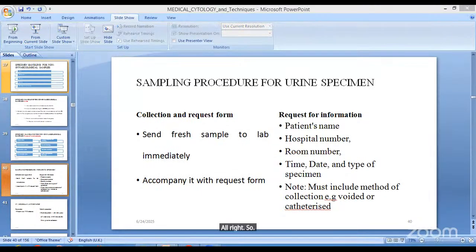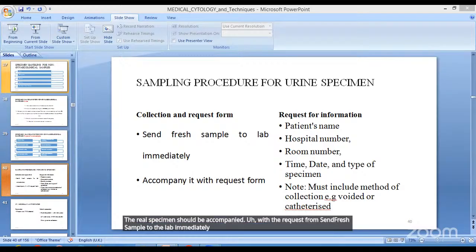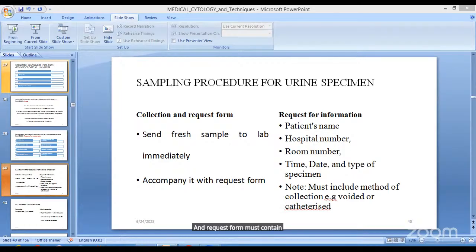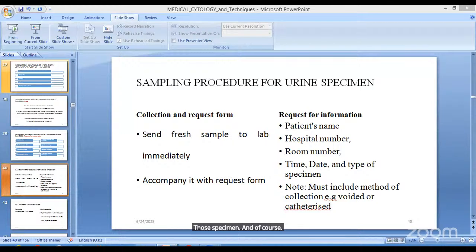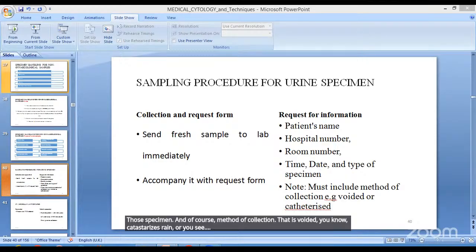So how do you handle the urine specimen? The urine specimen should be accompanied with the request form. Send the fresh sample to the lab immediately, accompanied with a request form, and the request form must contain the patient identity and the clinician or physician's identity with the time, date, type of specimen, the nature of specimen, and of course, method of collection. That is voided urine or catheterized urine or ileal conduit urine, etc.